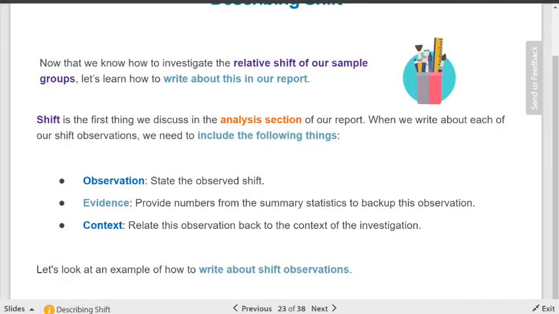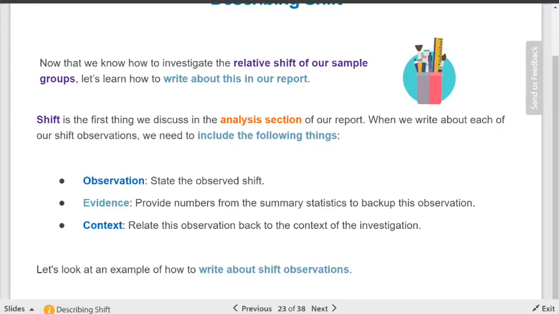You must give evidence. Provide numbers from the summary statistics to back up this observation. So if you're comparing the 2 means, or the medians, then you need to put those numbers in there so that you can show it. And then finally, you have to relate it back to context. This shows that Jenkins always has more blueberries in it than whatever. So you have to relate it back. You don't have to get too carried away, and you're going to see examples of each of these as we go.